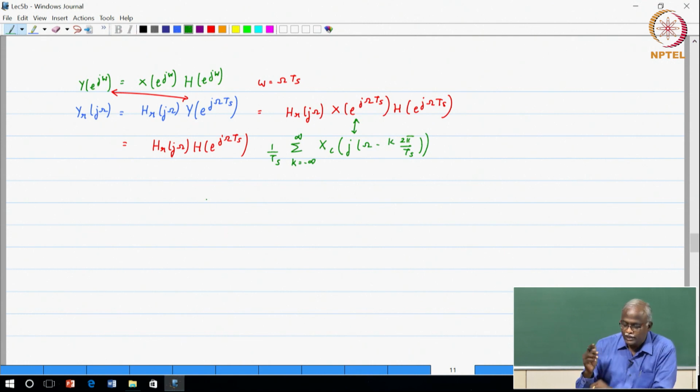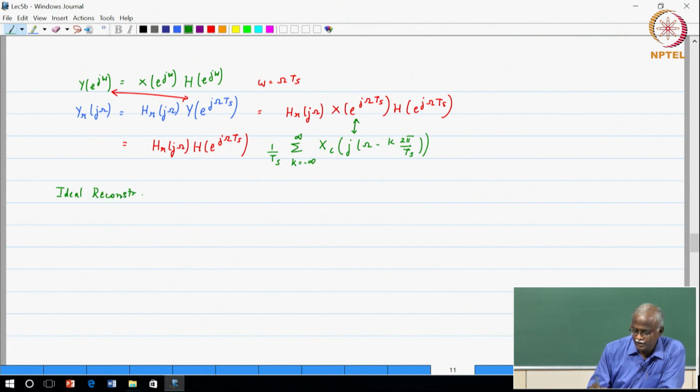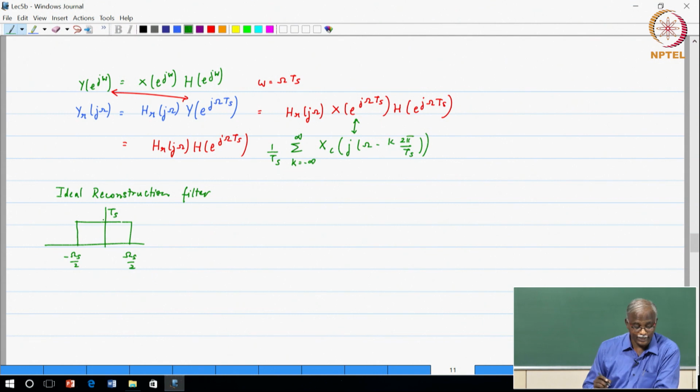So here come the insights from all the things that we have put together. Let us assume that we have an ideal reconstruction filter. I do not want to complicate things by looking at the practical aspects, this is more conceptual. For the ideal reconstruction filter, we immediately recall that this has to be a brick wall filter from minus omega s by 2 to omega s by 2, with a height of Ts.